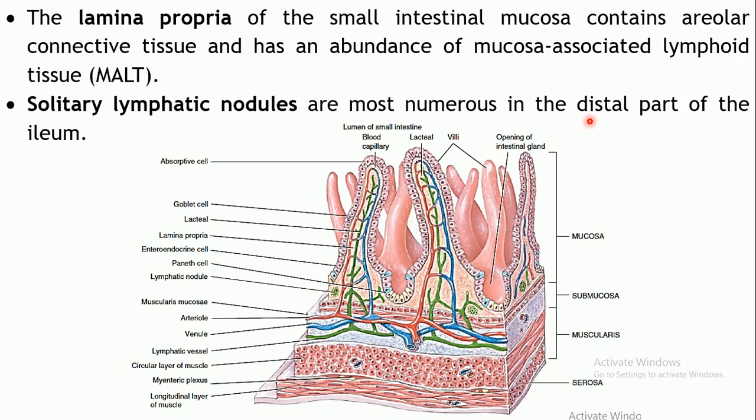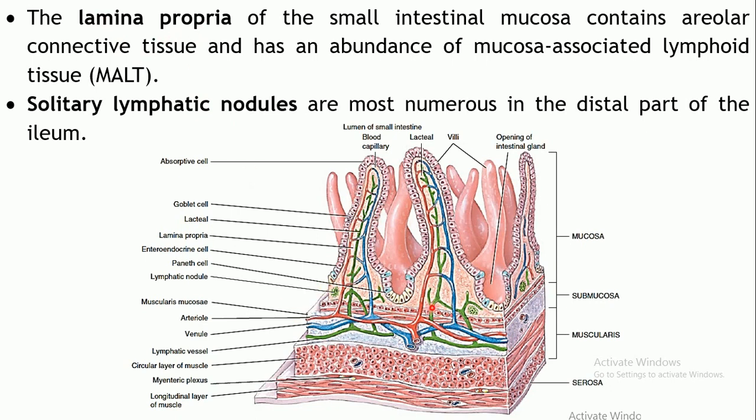Okay, so these are the different types of epithelial cells which are present lining the small intestine. The innermost layer, which comes in contact with the food, comprises different types of epithelial cells: the absorptive cells, goblet cells, then the Paneth cells and the enteroendocrine cells. Then the next layer of the mucosa is the lamina propria.